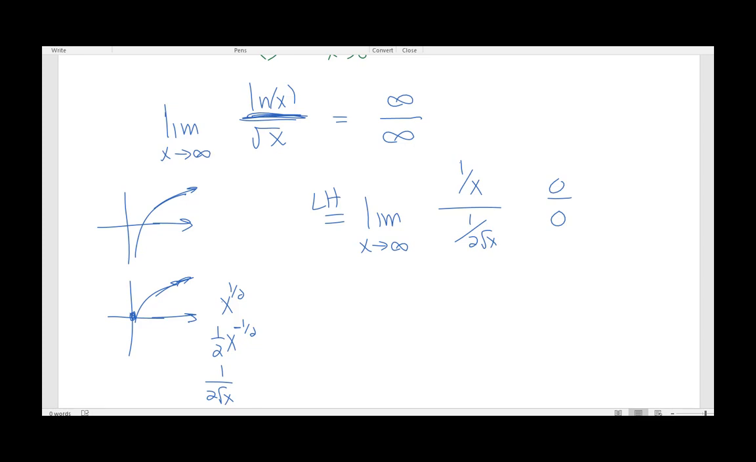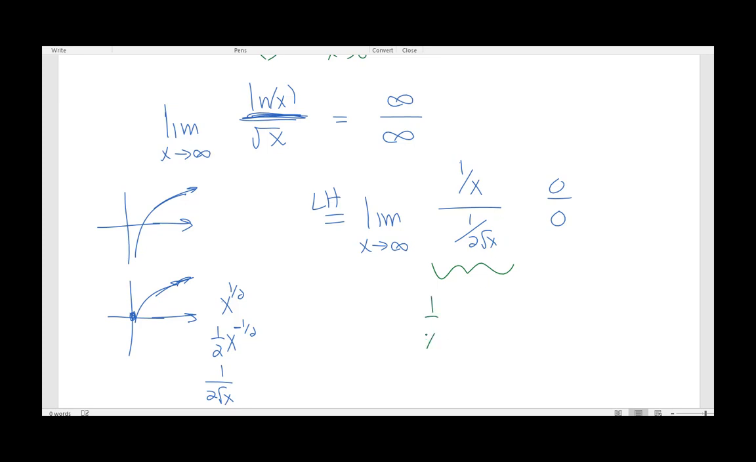However, I'm going to put a little note of caution here. When we use L'Hopital's rule the first time, what we always want to do is some algebraic cleanup before we use L'Hopital's rule the second or the third time. So even though I can use L'Hopital's rule again, I'm going to do some algebraic cleanup first. So I'm going to look at this expression here, and I'm going to flip and multiply.